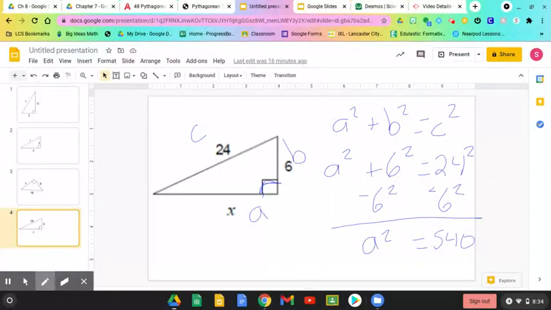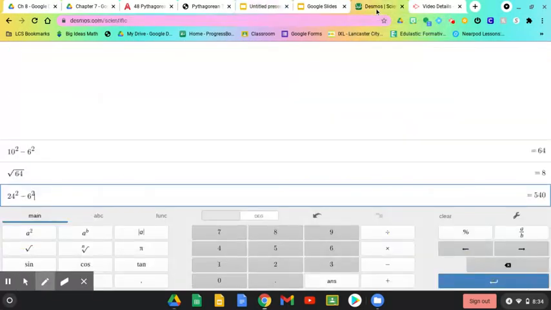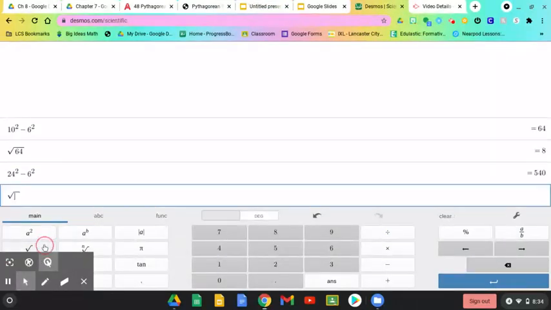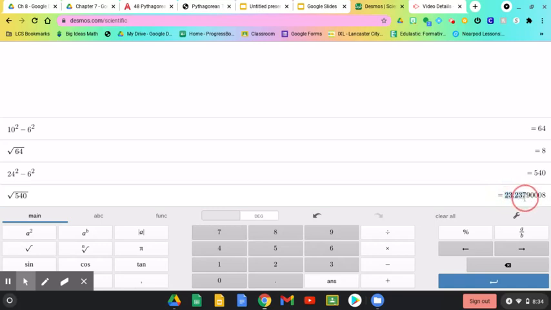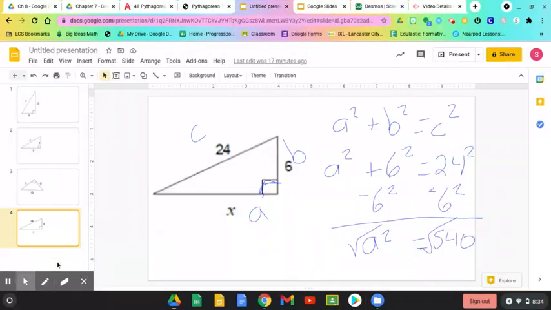Our last step is always to do the square root. So we go back to our calculator and we're going to do the square root of the 540, which gives us this decimal here. We're going to round to the nearest hundredth, so 2 places after the decimal. The 7 tells me I have to round the 3 up, so we'll say 23.24. So there's our answer. A equals 23.24.